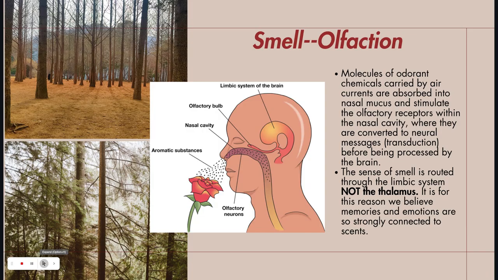Notice smell is really unique in that the sense of smell is routed through the limbic system, not the thalamus. So one of the main reasons, if we look here, again, olfactory bulb, which is at the top of the nasal cavity where transduction takes place, notice it's really close to the limbic system. In fact, if we had the thalamus, it would be up here.